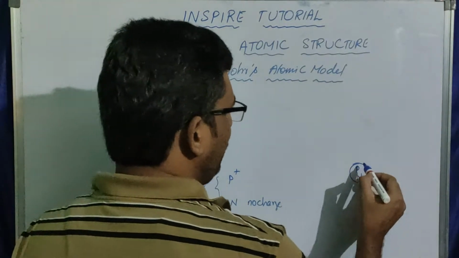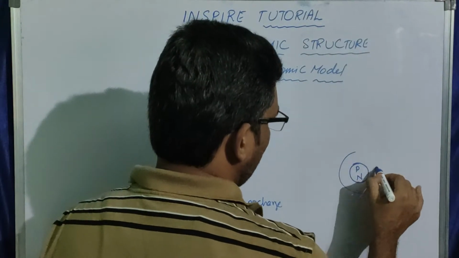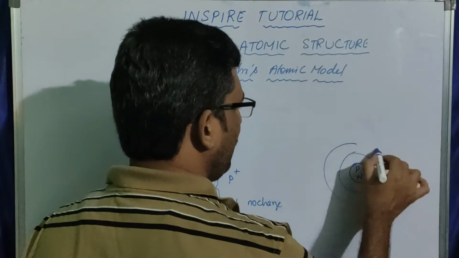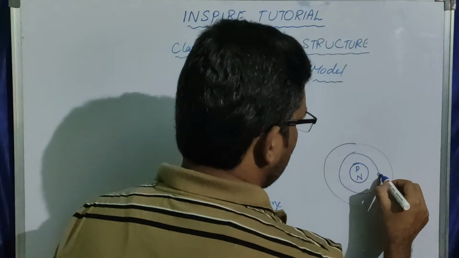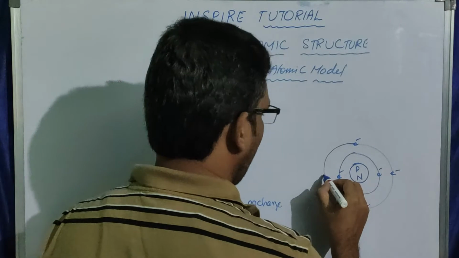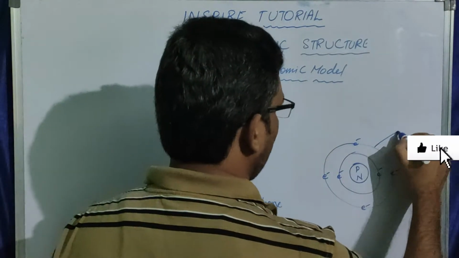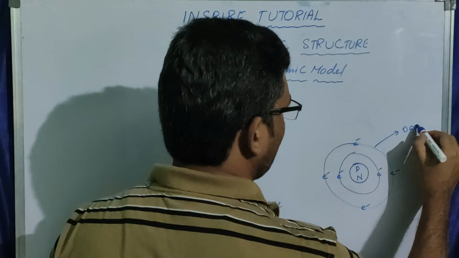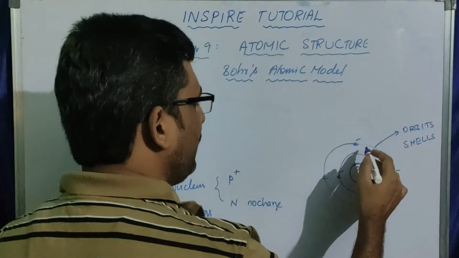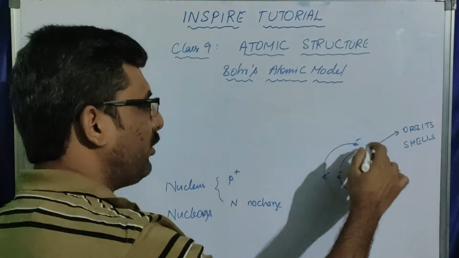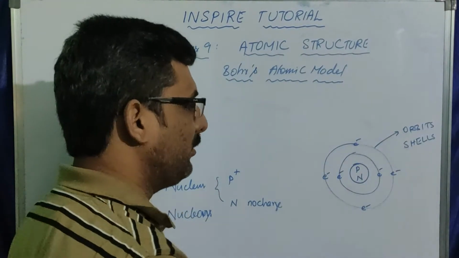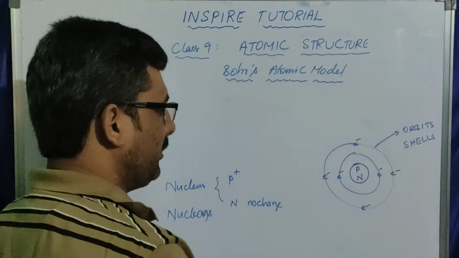And the electrons in the atom revolve around the nucleus in imaginary circular paths which are called orbits. These are called orbits, or they're also called shells. As long as the electrons revolve in a particular orbit, they do not lose their energy, or they do not radiate energy.